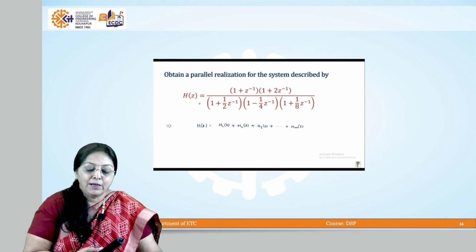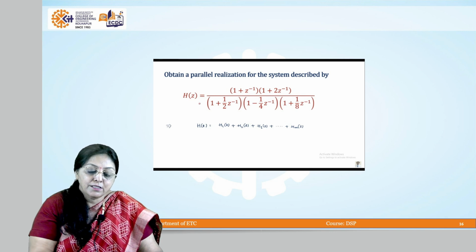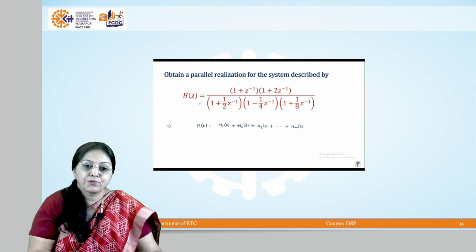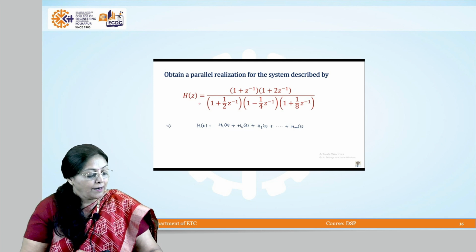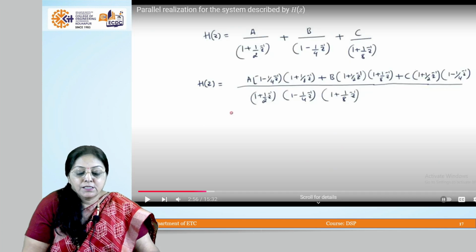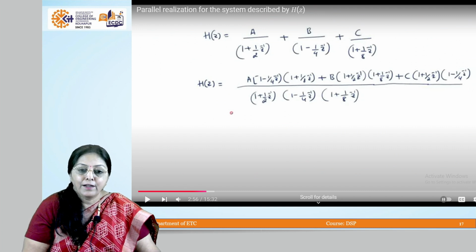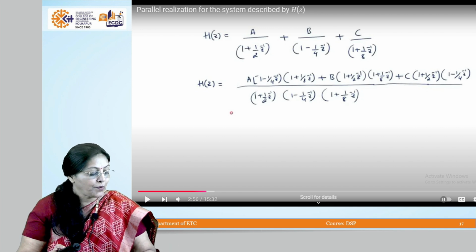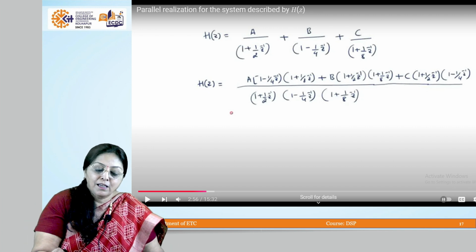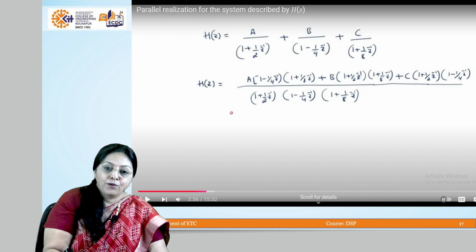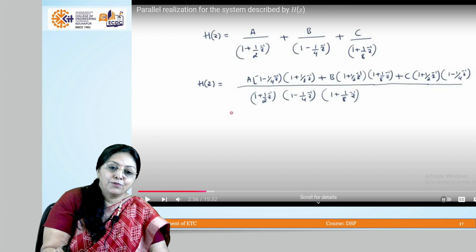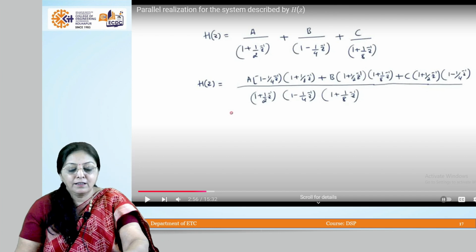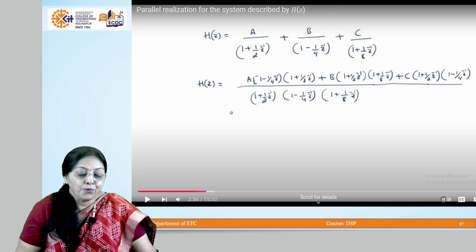And what is our ultimate goal in the parallel realization? H(z) is equal to H1(z) plus H2(z) plus H3(z), which means it is an addition. Now, when you observe this, the important thing is that there are three factors in the denominator. Find out A, B, C by using the partial fraction expansion method. Okay, study this as a reference point. You will have to solve this problem on your own, find out the A, B, C values, and then directly use the ABC values for the realization.